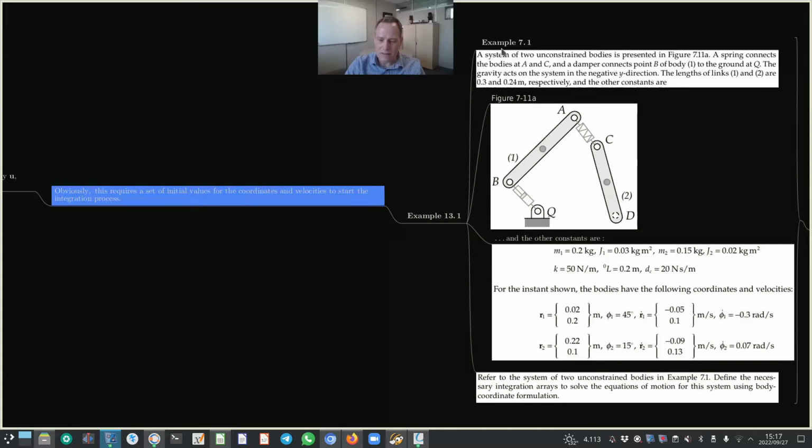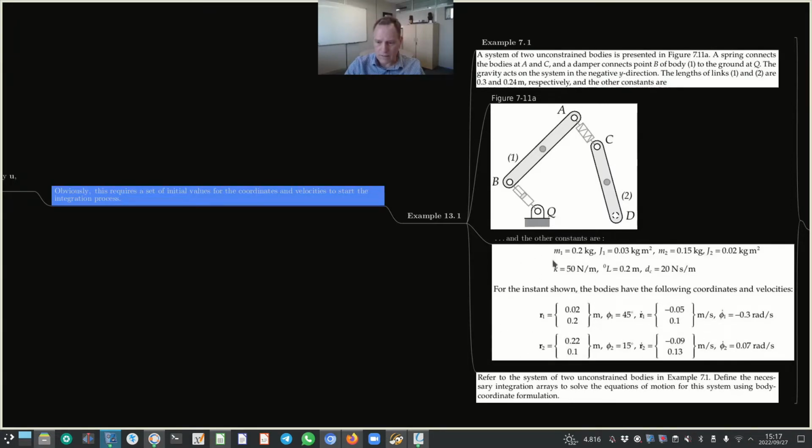Alright, so just now let's look at what the details of example 7.1 are. A system of two unconstrained bodies is presented in figure 7.11a. A spring connects the bodies at A and C, and a damper connects point B of body 1 to ground at Q. Gravity acts on the system in the negative y direction. The lengths of links 1 and 2 are 0.3 and 0.24 respectively, and the other constants are given in this block over here.